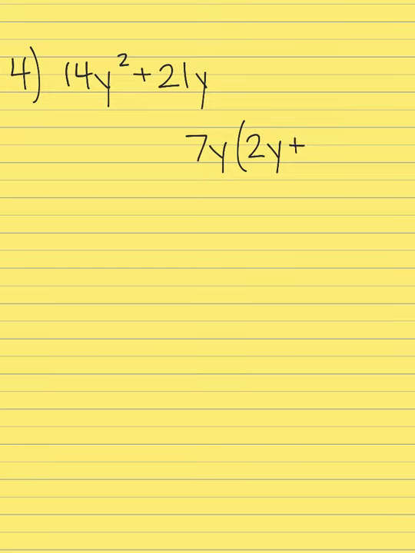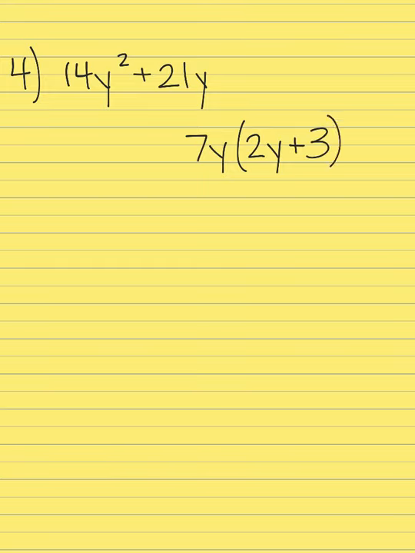Okay, so number 4, 14y squared plus 21y. I want you to take a second and pause this video and try this one on your own. When you're ready, then unpause to check your answer. So the correct answer for this would be 7y times 2y plus 3.